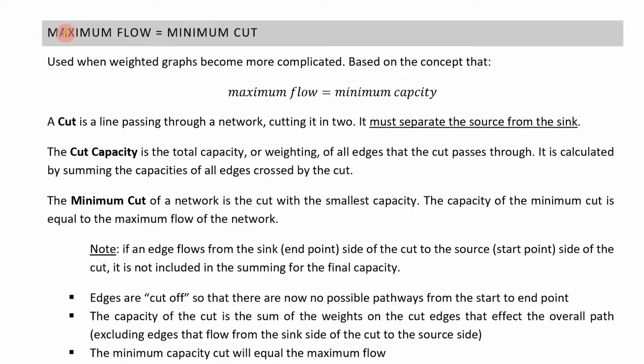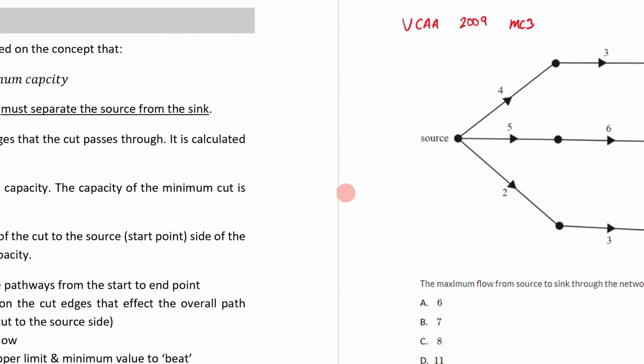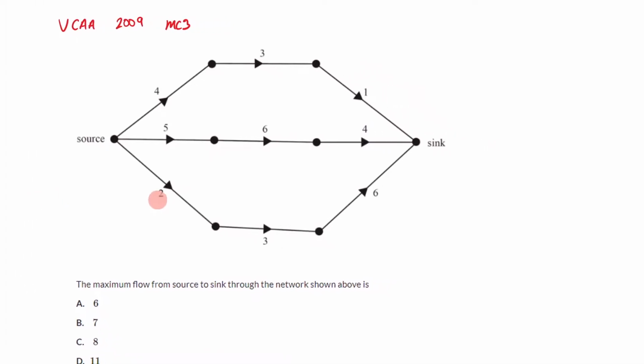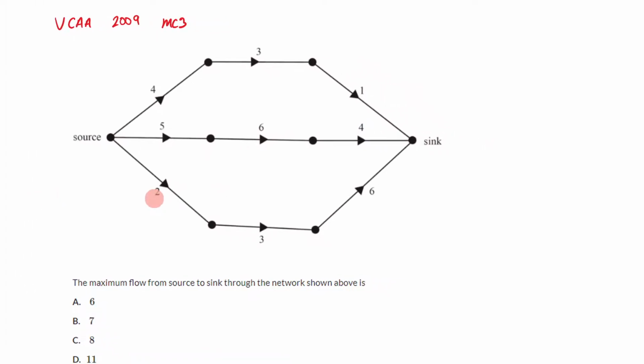We're now going to talk about finding the maximum flow using something called the minimum cut method. Before we read through these notes, let's just go through an example. This question is taken from VCAA 2009, and it's multiple choice question 3. It's asking us to find the maximum flow from source to sink through the network shown above.